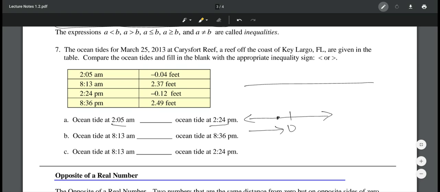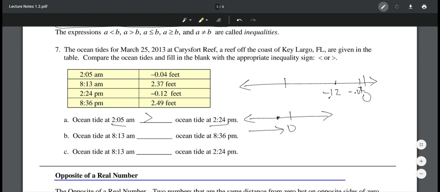So when we're on a number line, and I'm going to make this really big, here's 0, here is negative 0.04, and 0.12 would be here, negative 0.12. So the tide at 2:05 is greater than the tide at 2:24.